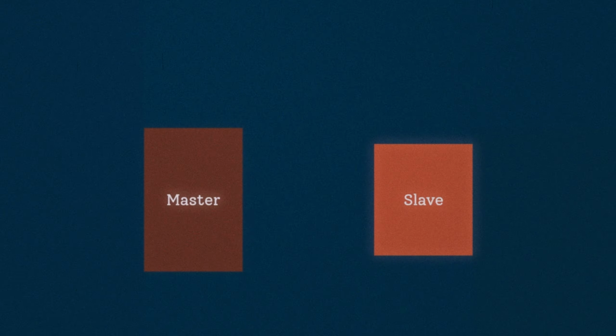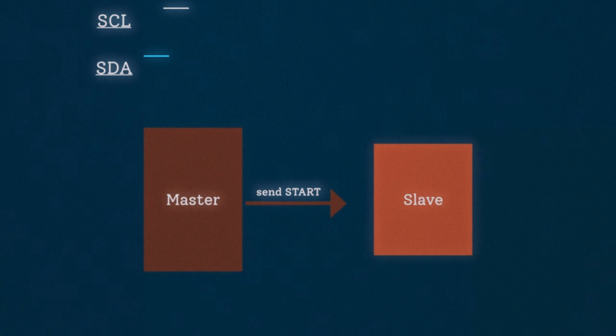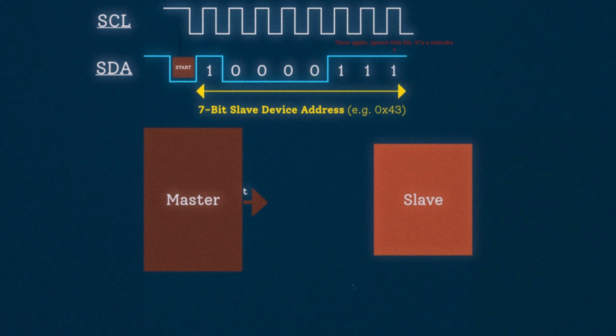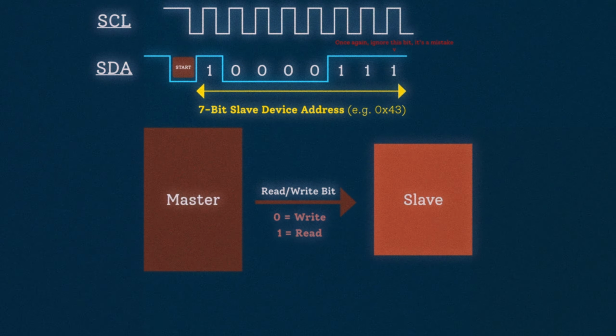Now let's see how the master reads from the slave. Once again, the master starts off by sending a start signal by pulling the serial data line low while the serial clock line is high. Then it sends the slave device address followed by the read-write bit. Now, you might think that since this is a read, we'll send the read bit, 1. But we're actually going to send a 0, the write bit.